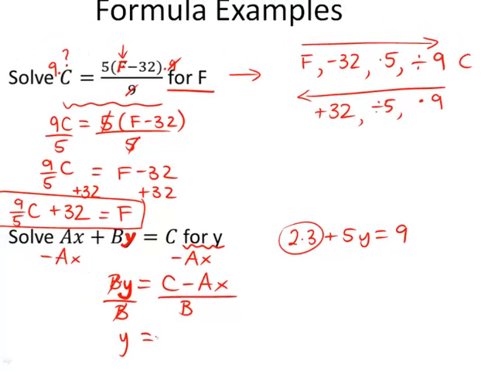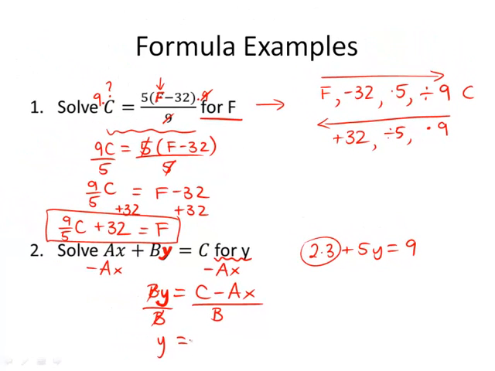And we got y by itself. Now, the tricky part here is there are many ways of writing your final answer. So you'll notice in number 2 here, you could leave it like this. You could also rewrite it as c over b minus a over b x. Or you could say c over b minus ax over b. So those are 3 different ways of writing the exact same expression.